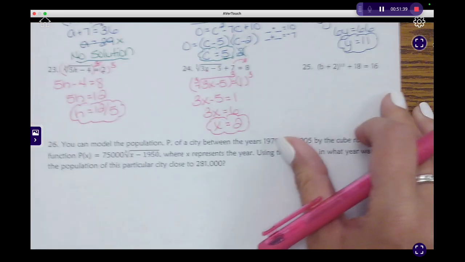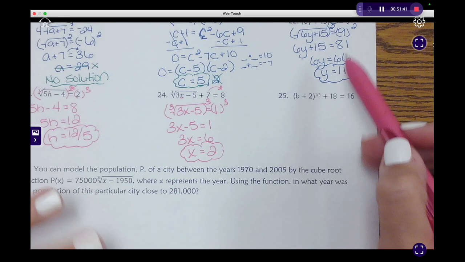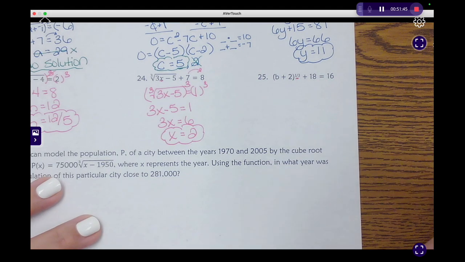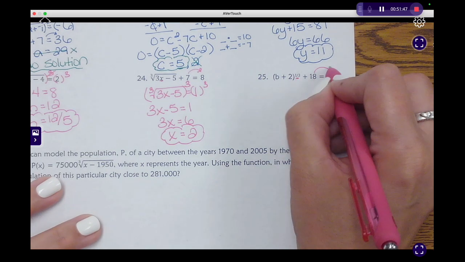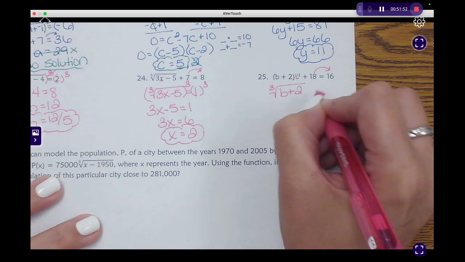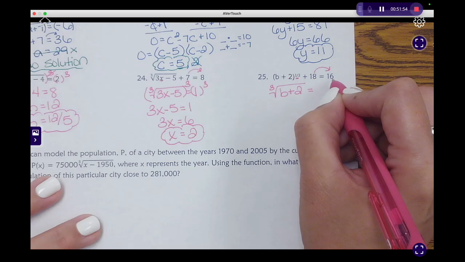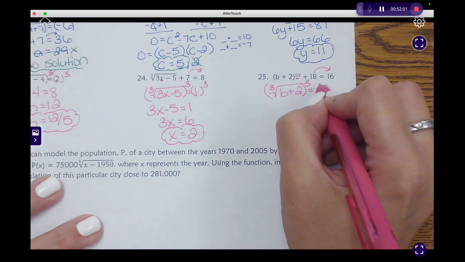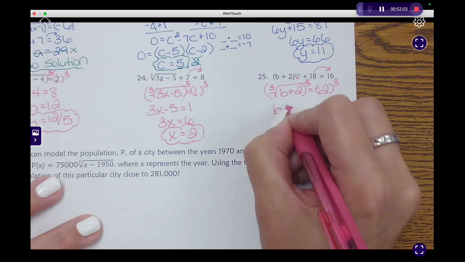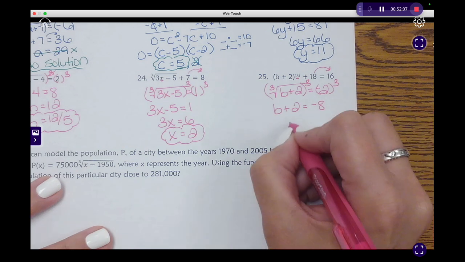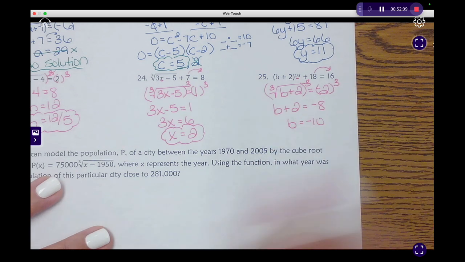And the last equation, just like with your square root, if I have a 1/3, that's the same as the cube root. So right here, the 1/3 is the same as a cube root. I am going to go ahead and move that 18 over. So when I rewrite it, I'm going to have the cubed root of b plus 2. And if I subtract 18 over here, it gives me negative 2. So now I have that cubed root by itself, so I can cube both sides. So that leaves me with b plus 2 equals negative 8. And then subtract 2 from both sides. So that should give me negative 10.